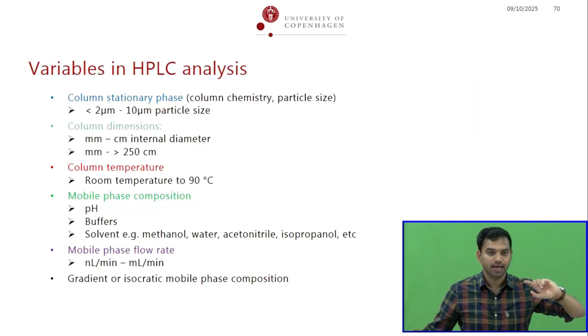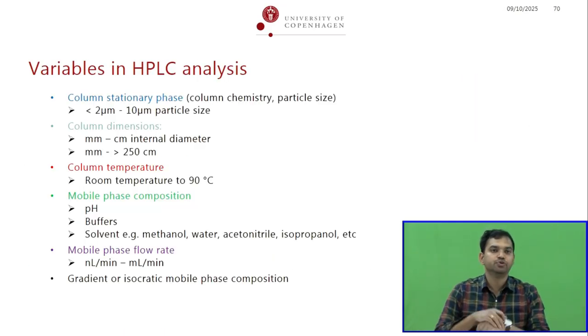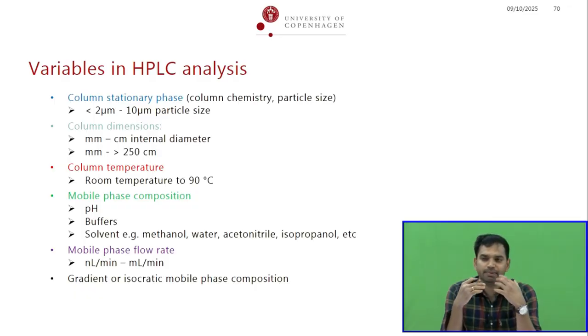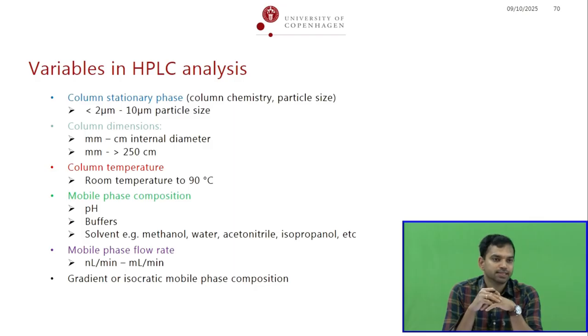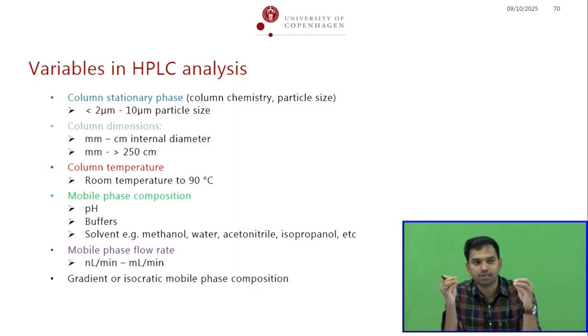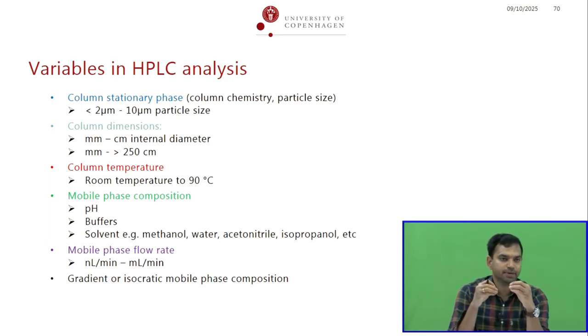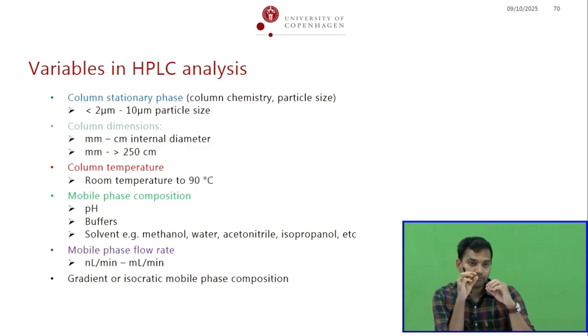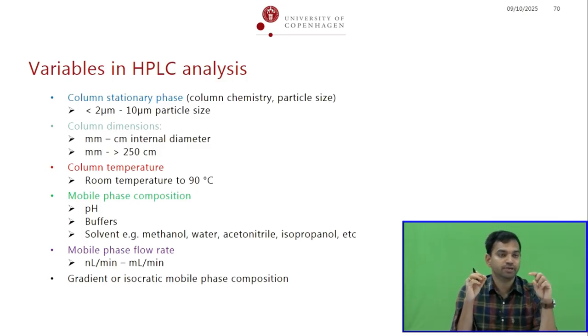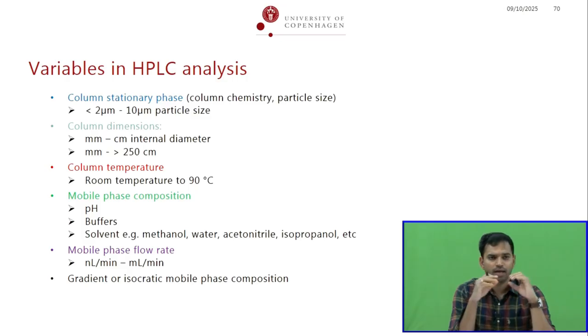That's it. There are a lot of variables we can use to maintain the separation. I explained it in the simplest way possible, but HPLC is a very complex system. You need to play with too many things: the column size, the type of mobile phase, the gradient program you're using, the temperature of the column, and the solvent in which your analyte should be dissolved. There are a lot of things you can change in HPLC to get the best separation.